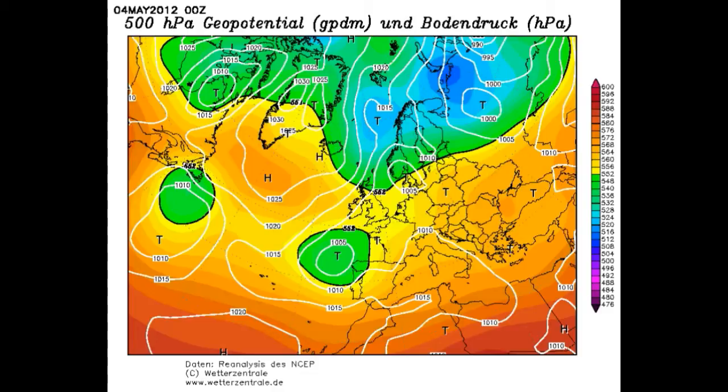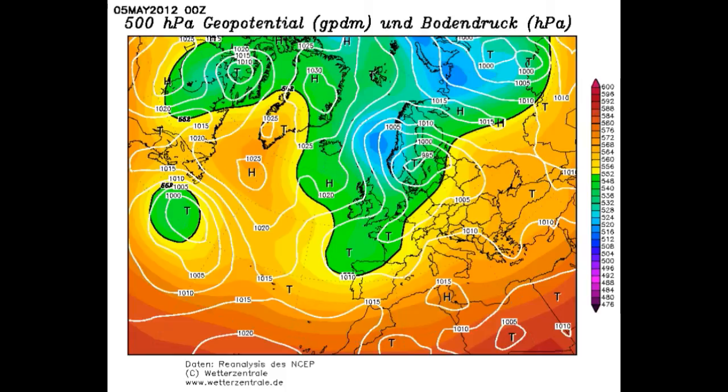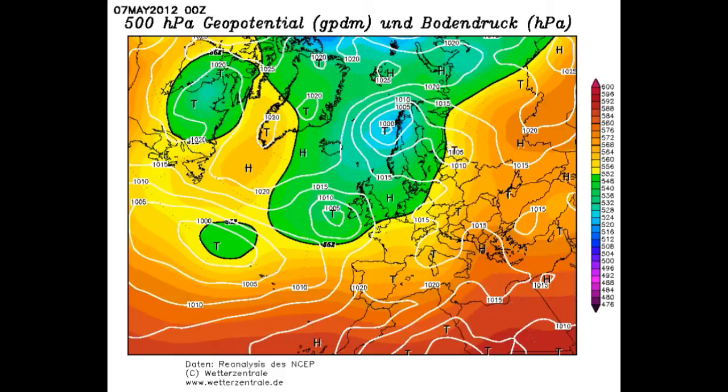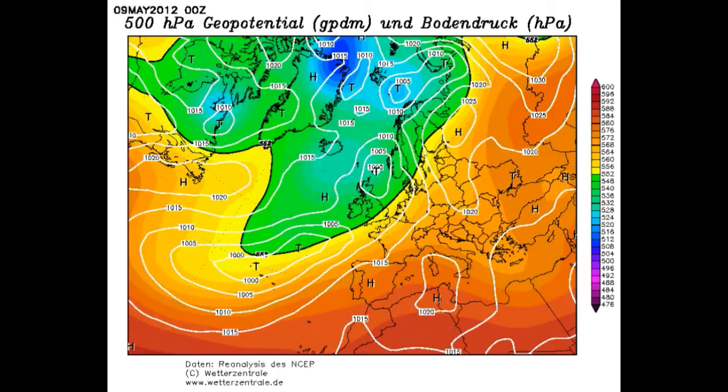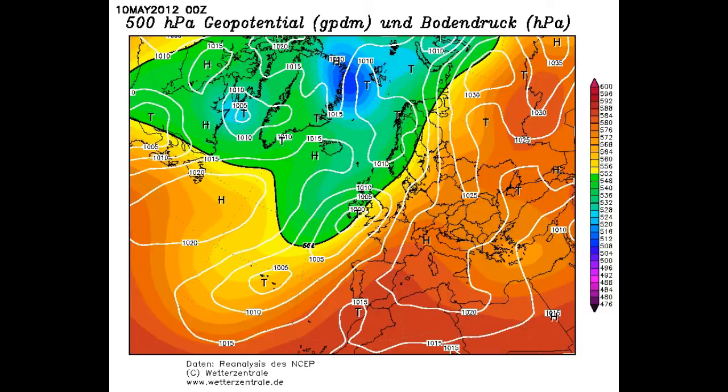By the 4th of May, we start to break that high down, and then once again we bring another area of low pressure in from the Atlantic, and that moves in on the 5th, and then we bring another one in the 6th, and then the 7th, and then we set up this kind of Atlantic conveyor belt. So by the 8th and the 9th, we've just got low after low coming in off the Atlantic.